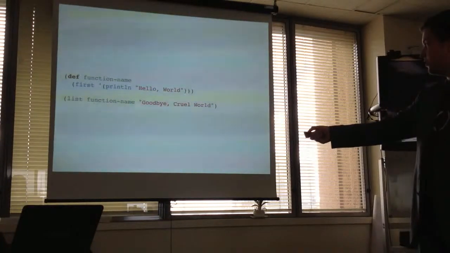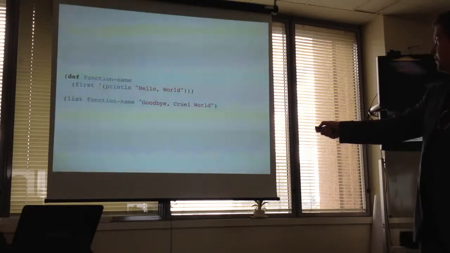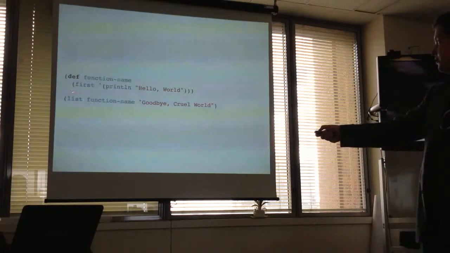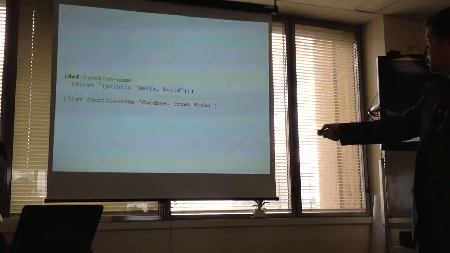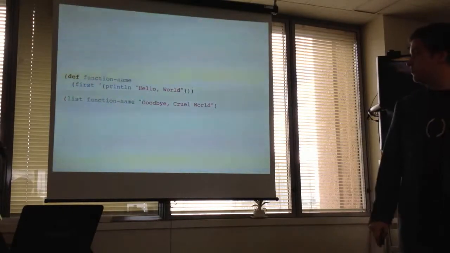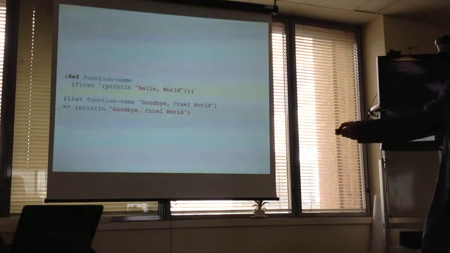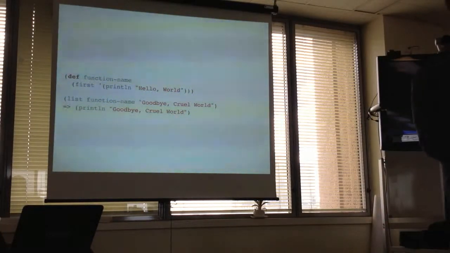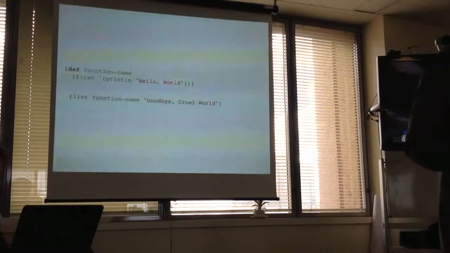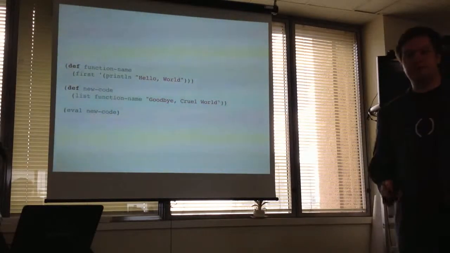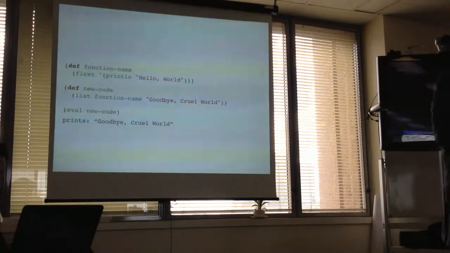So the list function will construct a list, and here we have defined function name to be the first item of whatever this list is. So function name is going to be the symbol println, and we're constructing a new list with a different argument to it. So we end up with this second list. So we've taken some code, we've transformed it in a pretty trivial way, and we've created new code. And this code hasn't been run yet. So if we pass it to eval, it'll be evaluated, and only now will it actually print goodbye cruel world to the terminal.